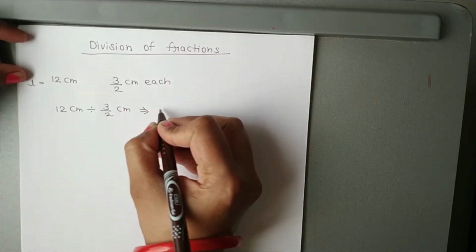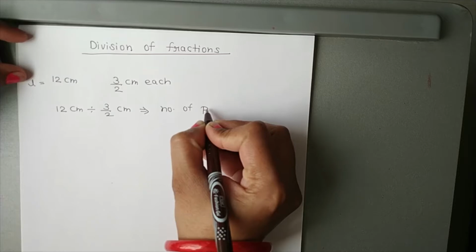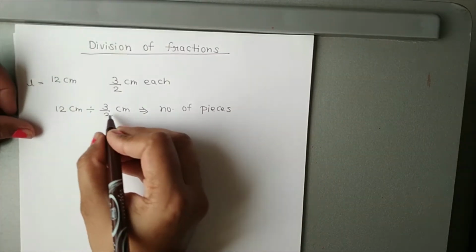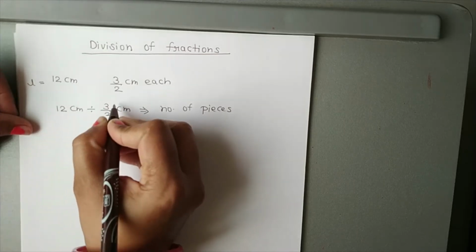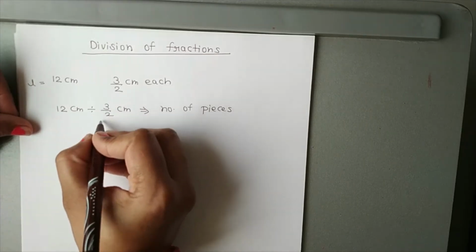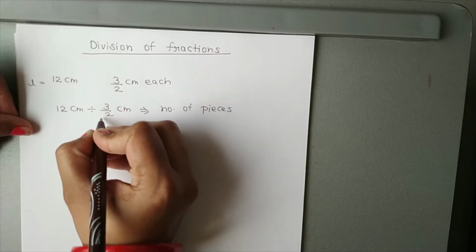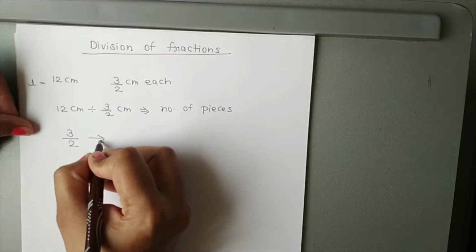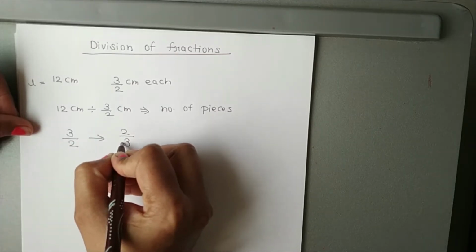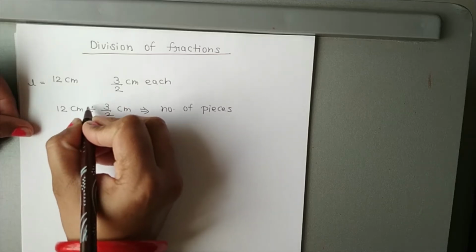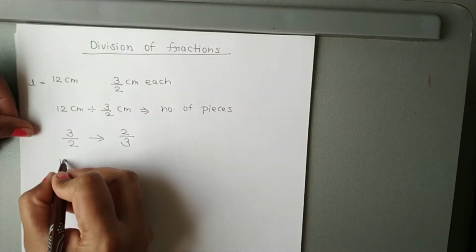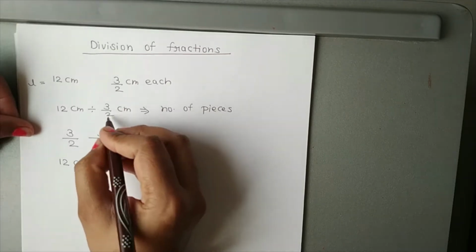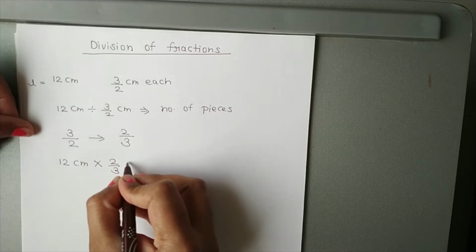So we will get the number of pieces. How to divide a whole number by a fraction? For this we have to find its reciprocal. The reciprocal of 3 by 2 will be 2 by 3. Then this sign is converted into multiplication. So 12 centimeter is multiplied by the reciprocal of 3 by 2, that is 2 by 3 centimeter.